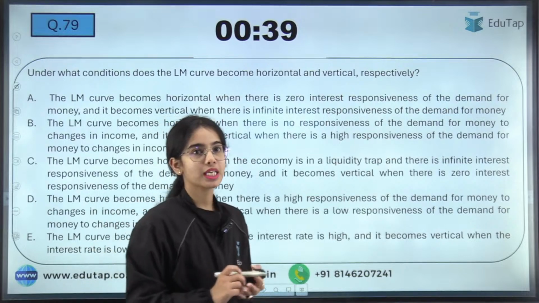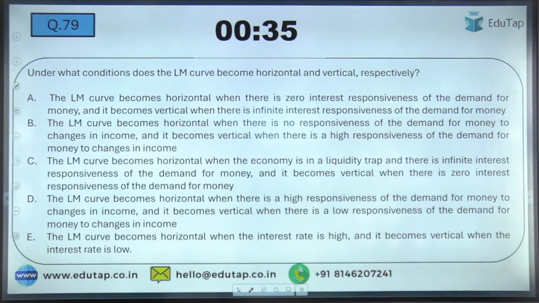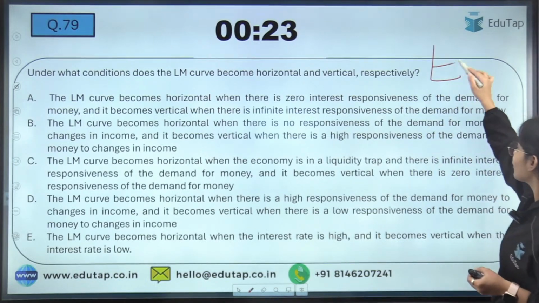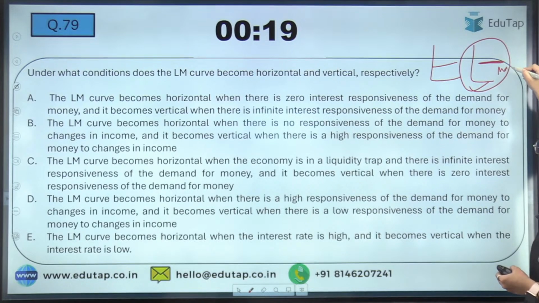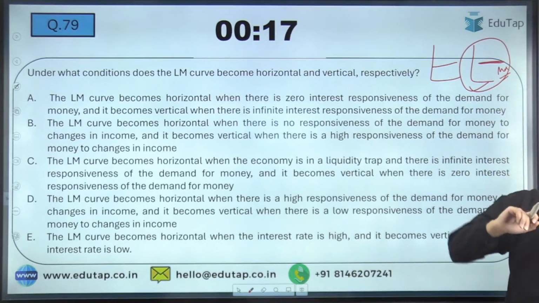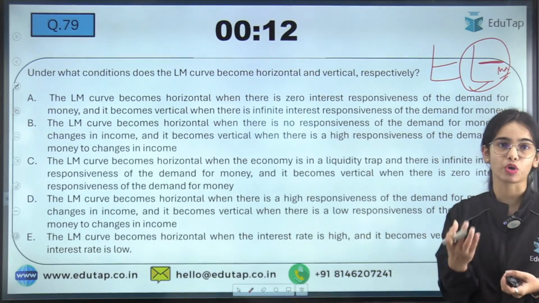Okay, coming to the next question. Now try to answer this question: when is the LM curve horizontal and in what scenario is the LM curve vertical? The LM curve is horizontal when the demand for money is horizontal. The demand for money is horizontal when there is a liquidity trap. That means when there is zero interest responsiveness.